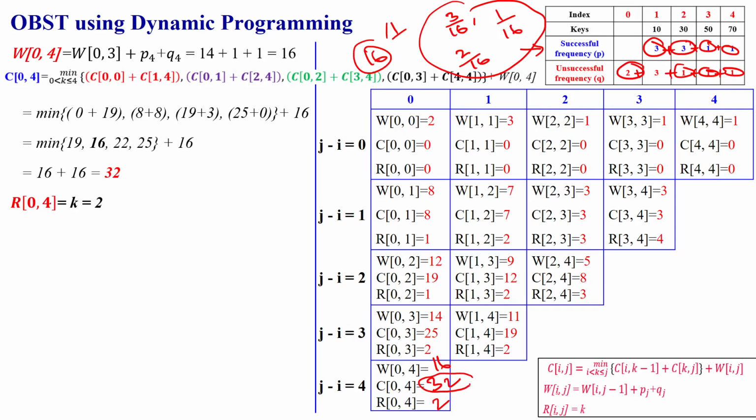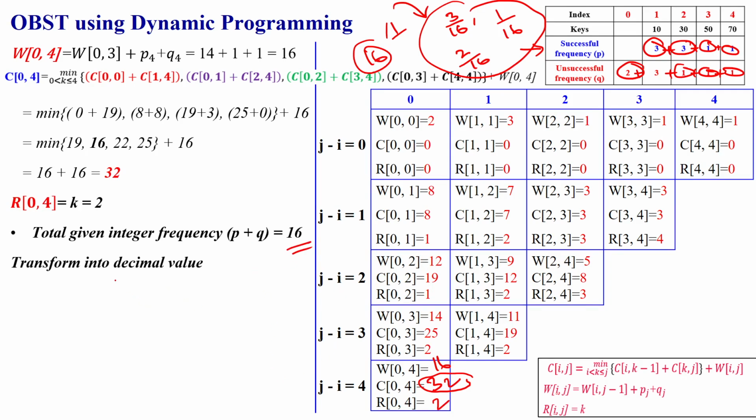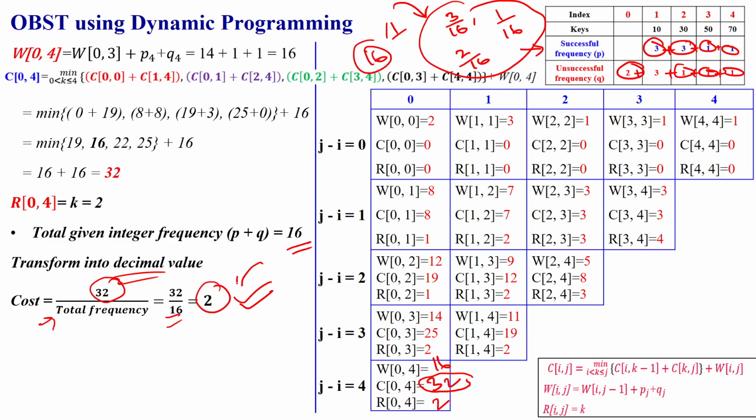So for getting the decimal value, if you have p plus q, then you have to convert that into decimal. So p plus q here is 16. Then for getting the decimal value, you take the total cost value divided by the total frequency, which is 16, the p plus q values. So finally you can give the cost value as 2 units. So either you can use this value or this value, both are correct.